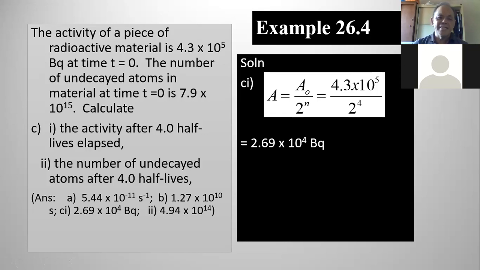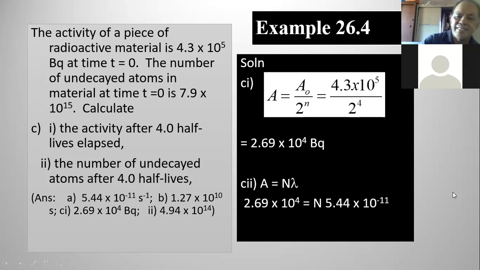Number of undecayed atoms after 4 half-lives. So basically it is calculated the same as initially, A equals N lambda. Lambda we already calculated, A is this value. Then we put the values in and calculate our N.